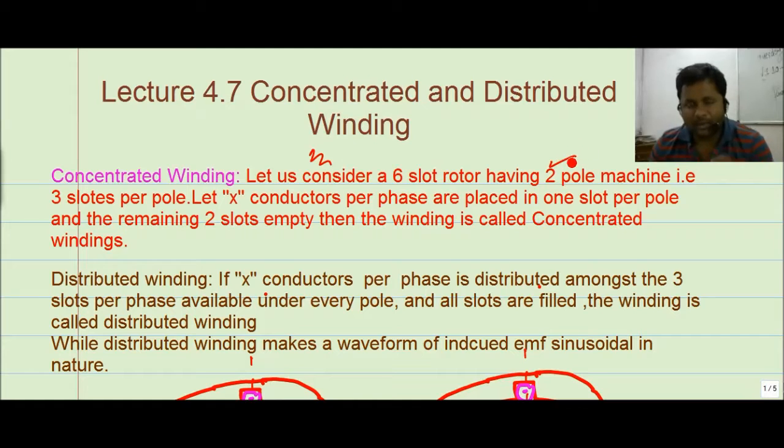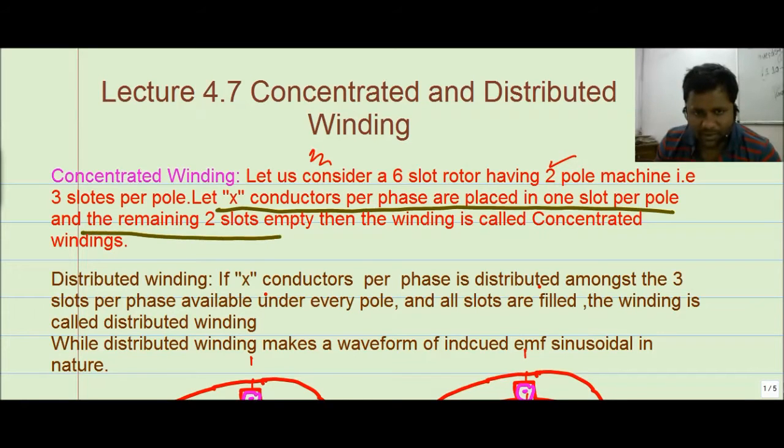And 2 pole means the number of poles in the stator and the rotor should be the same. That is 3 slots per pole. Let the X conductors per phase be placed in 1 slot per pole and the remaining 2 slots empty. Then the winding is called concentrated winding. What is the significance of this line? Here I just want to focus that the X conductors are to be placed in 1 slot per pole, then the remaining 2 slots are empty, and the winding is called concentrated winding.